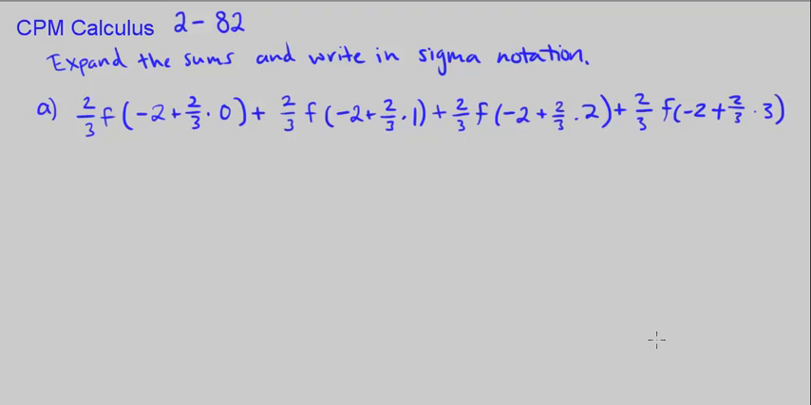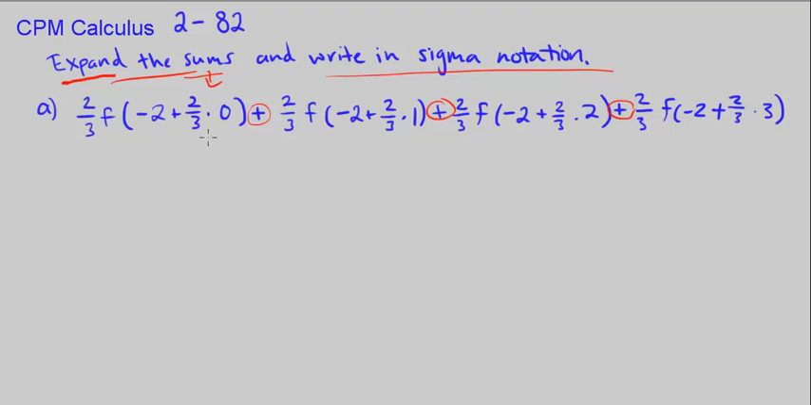This is CPM Calculus Chapter 2, number 82. So we're asked to expand the sums, right? Expand the sums below and write in sigma notation. Okay, so here we are given how many terms being added together. 1, 2, 3, 4, right? We have the addition sign here, here, and here.